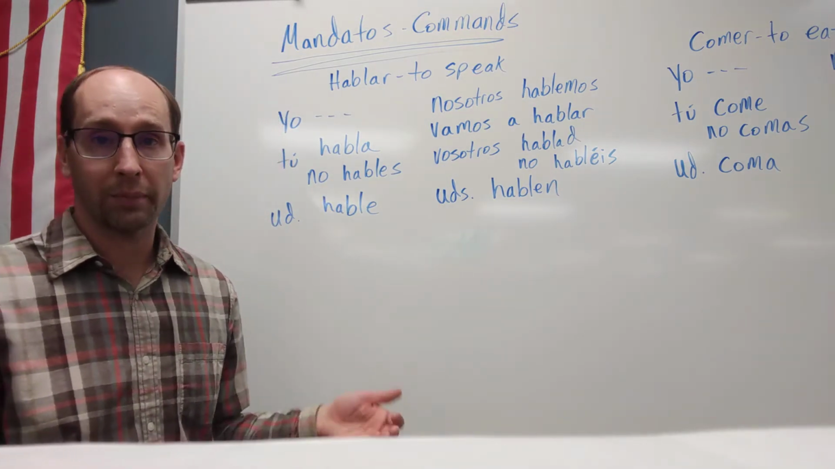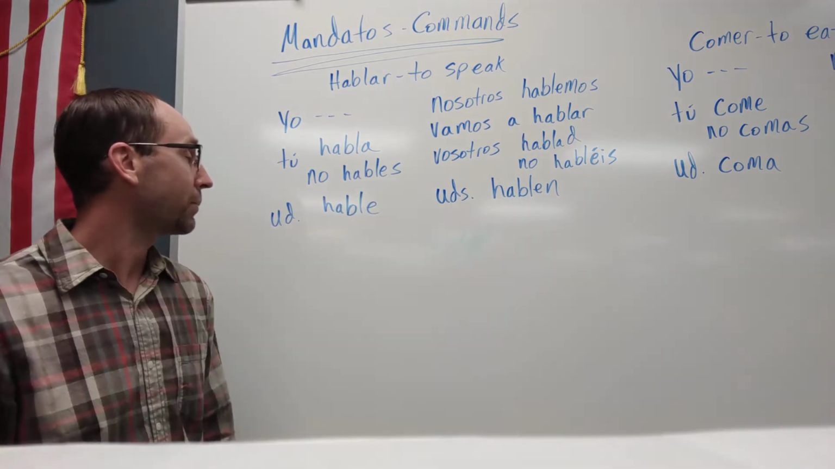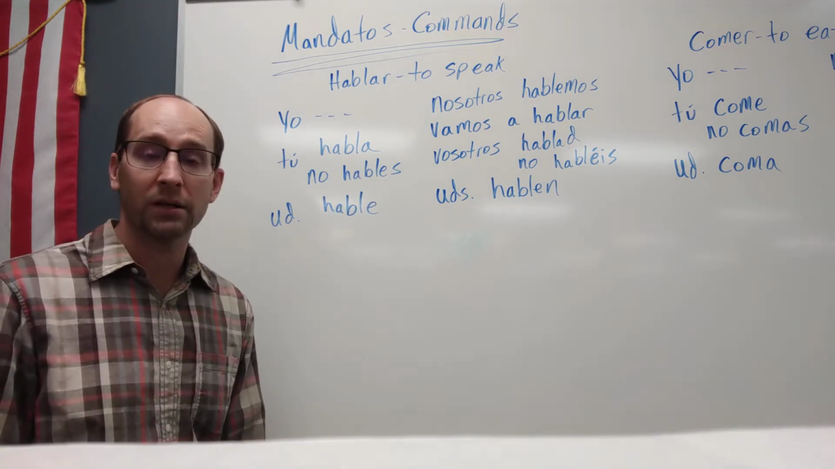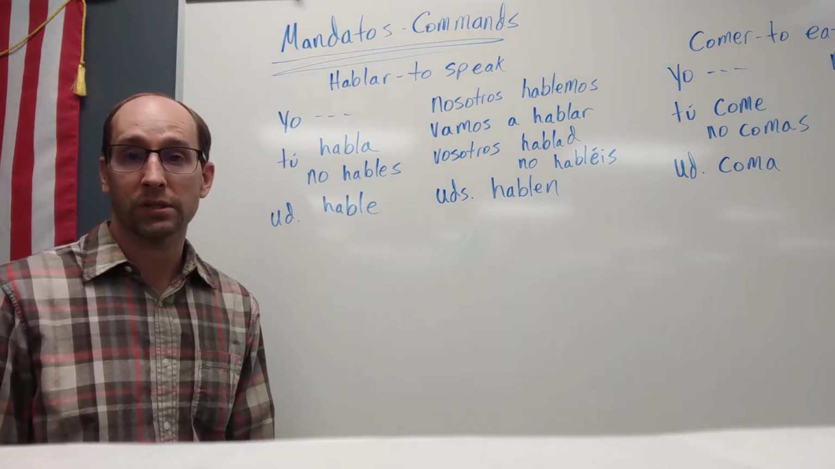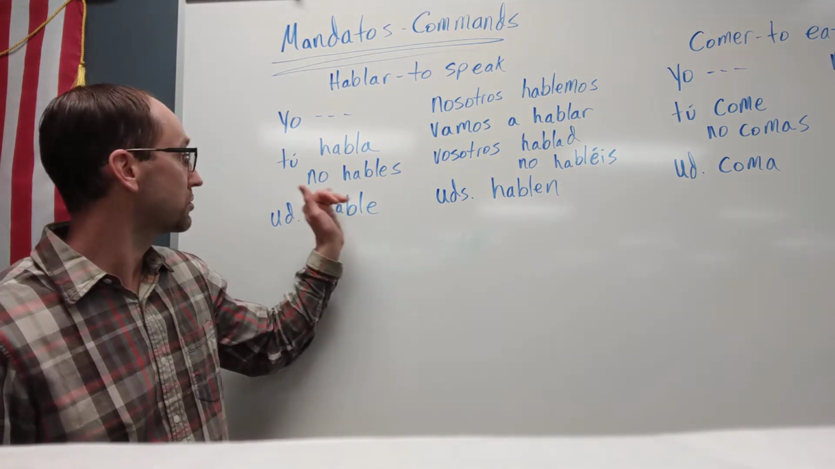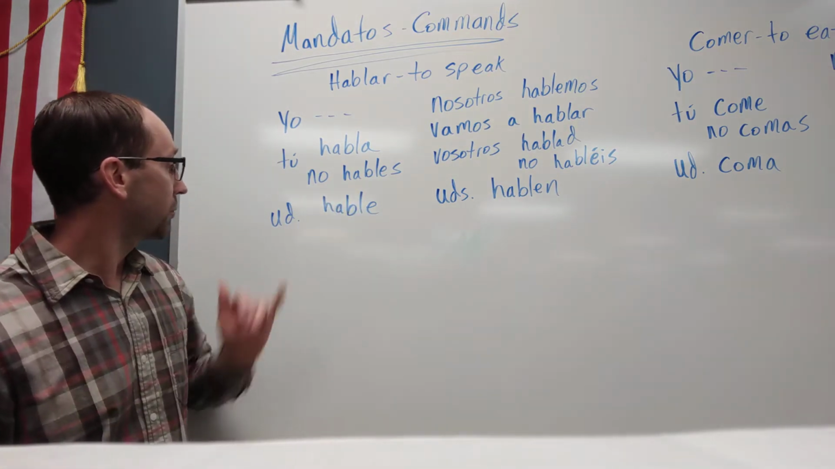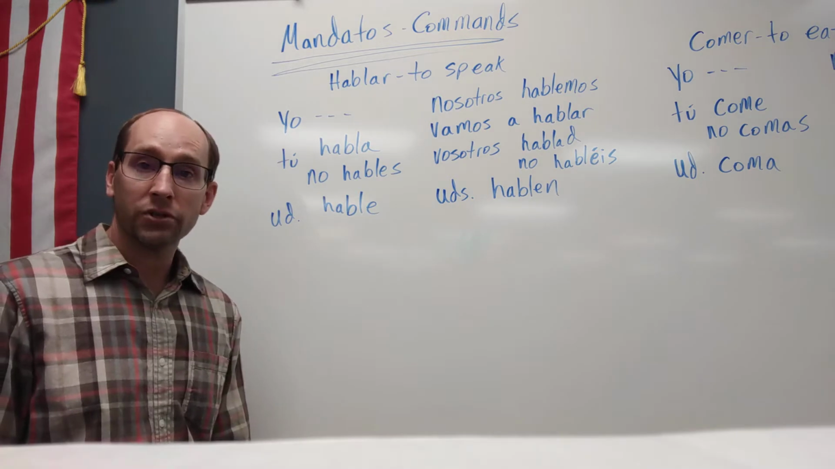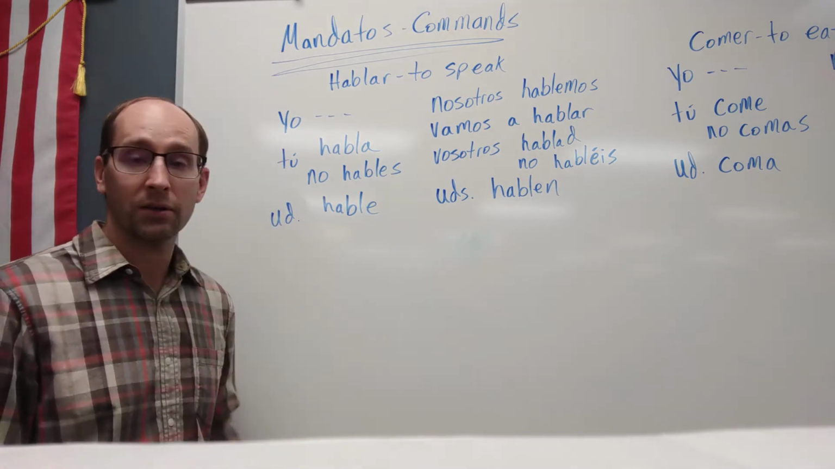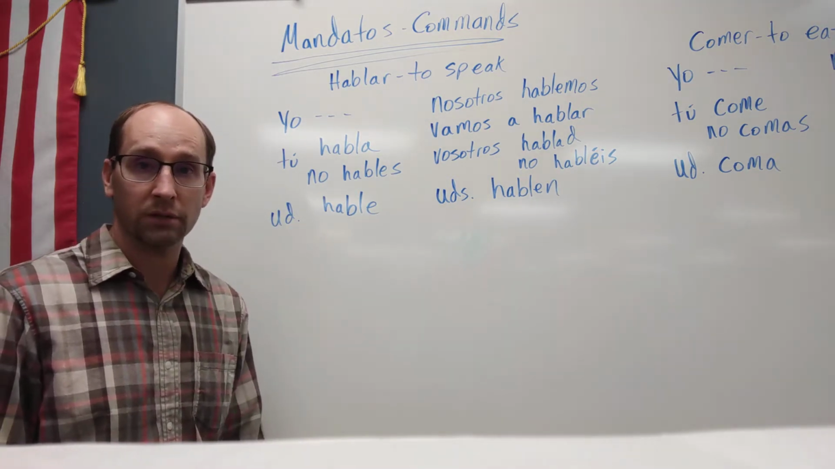So for an AR verb, I'm going to choose the opposite ending, no hables, and it's also the same as the subjunctive. So if you're familiar with the subjunctive, you're going to be familiar with the tú negative form. All right, then we've got hable for the usted version. Again, notice that's the opposite ending. Here it ends in E, which is the same as the subjunctive.